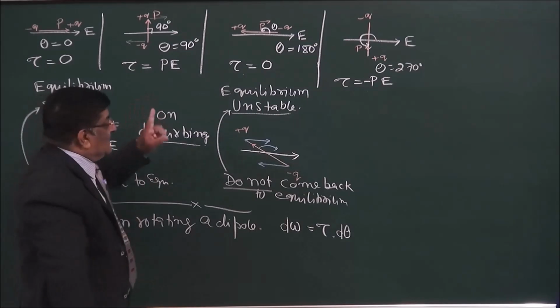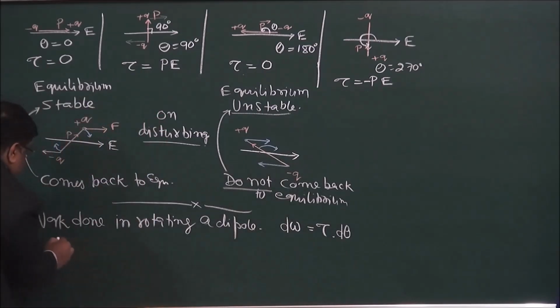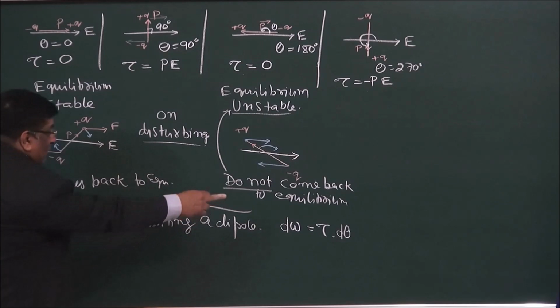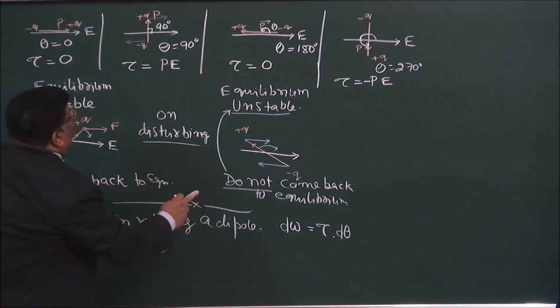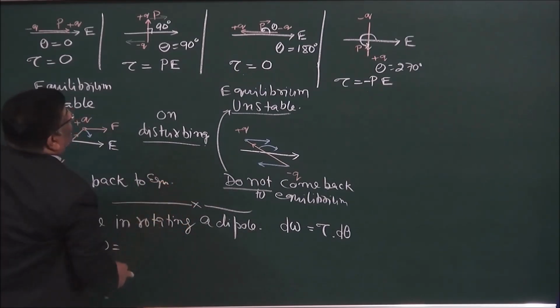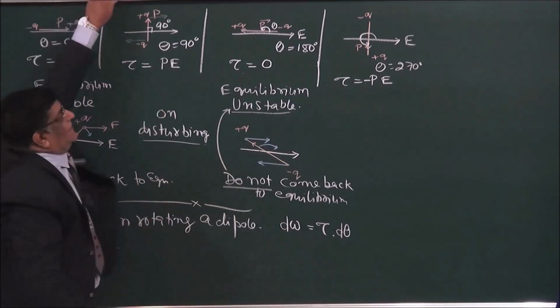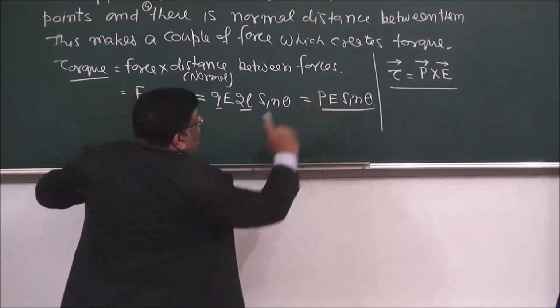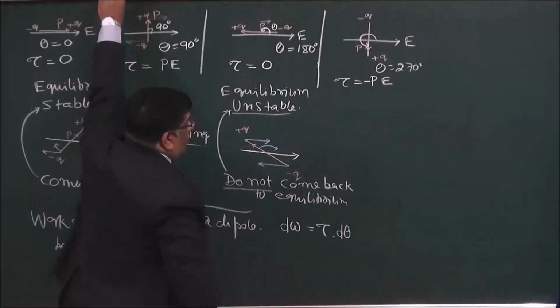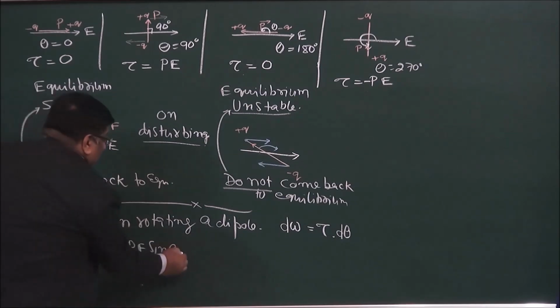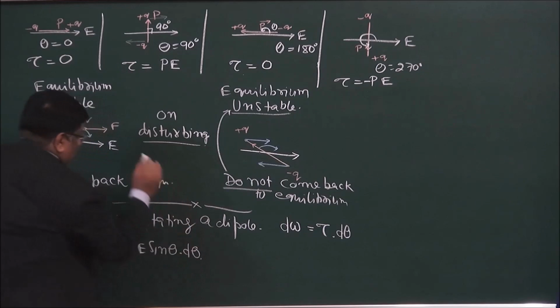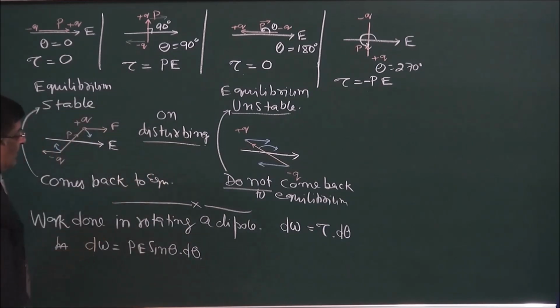Now, in the case of a dipole, the work done dW is equal to, how much is the torque? The torque formula for a dipole is PE sin theta, that we have seen here. So we use it here: PE sin theta into d theta. This is the small quantity of work done.